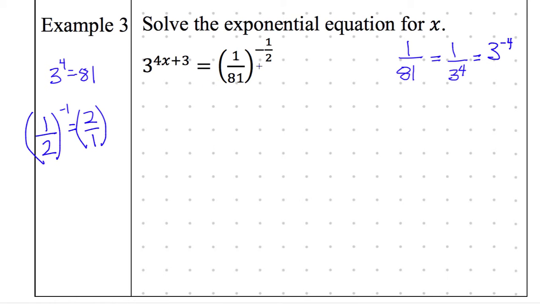All right, so I am now going to rewrite 1 over 81 as 3 to the power of negative 4. I'm keeping the left-hand side. Don't touch the left-hand side. Left-hand side is still 3 to the power of 4x plus 3. The right-hand side is now 3 to the negative 4 to the power of, because I just rewrote 1 over 81. I still have not used this negative 1/2, so to the power of negative 1/2.